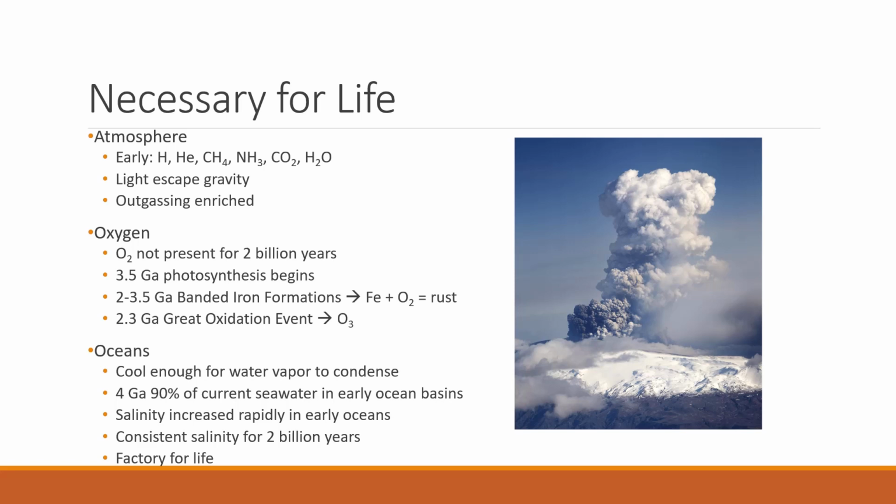The salinity increased rapidly in these early oceans, and we've had fairly consistent salinity for about 2 billion years. There are alterations in oceanic salinity with various conditions, but overall we've been in the range of the current ocean salinity for about 2 billion years. The oceans are extremely important because they are a factory for life. We are going to see that all early life is in the oceans, and everything starts in the oceans and then moves to the land.